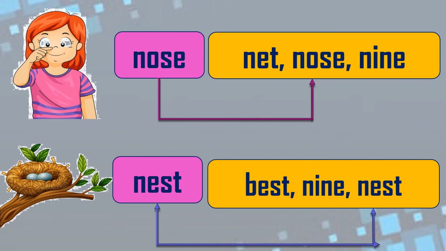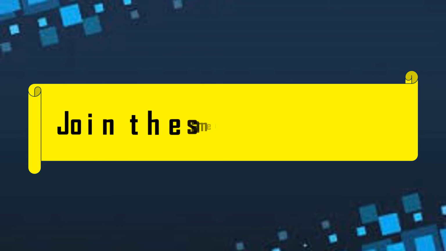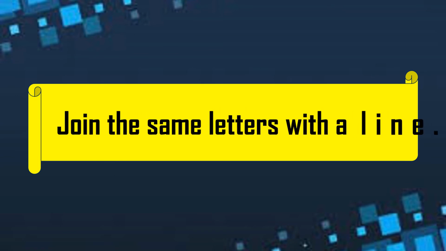Okay. Now we will do the next activity from page number 12, activity number 2. What is that activity? Join the same letters with a line. What we did just now, we joined the same words. But now we are joining the same letters. Okay, find out the difference between words and letters.